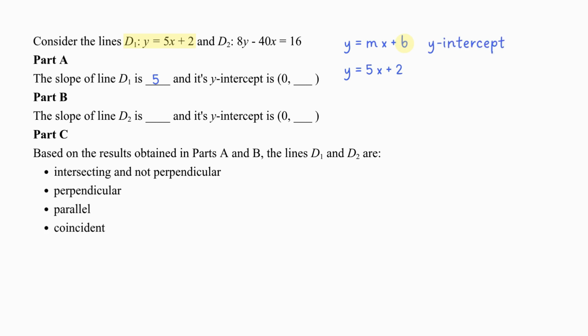The letter b stands for the y-intercept. The number by itself is 2. The y-intercept is (0, 2).